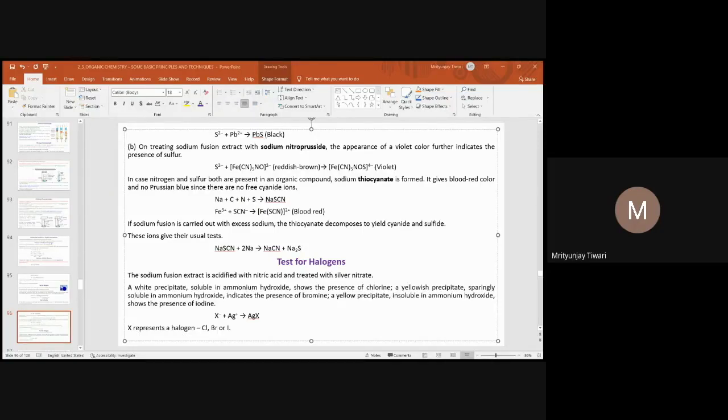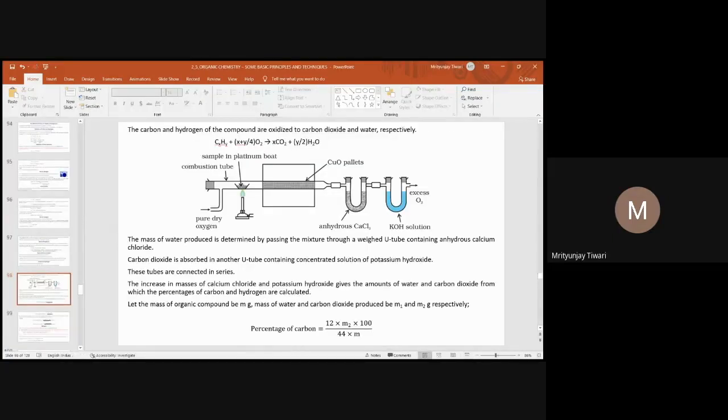Then to get the percentage of carbon, what will we do? We take the mass of the carbon, divide it by the mass of the organic compound, and multiply by 100. This is a simple procedure, and the mass of the carbon in the organic compound is 12 into m2 divided by 44, which we have already got.